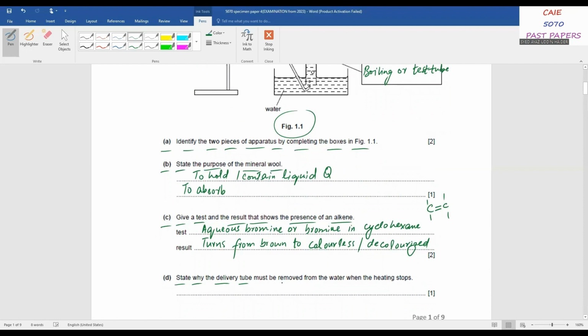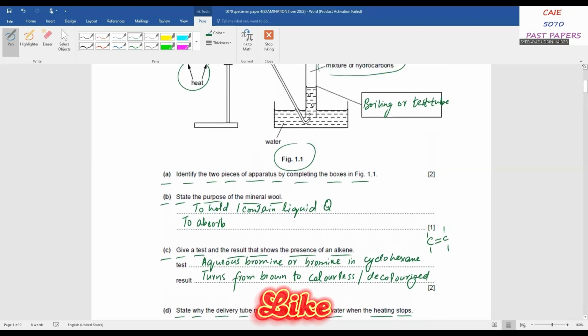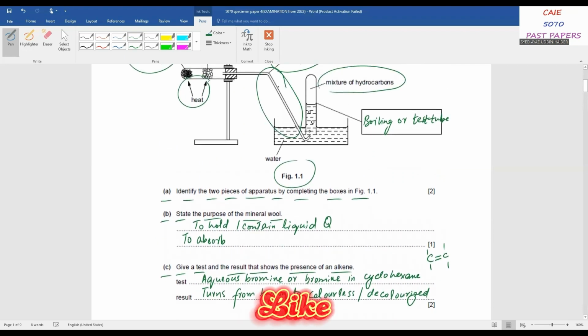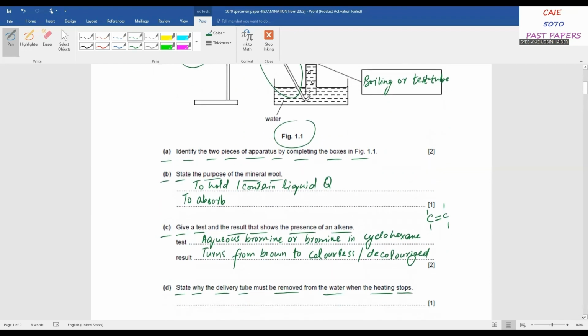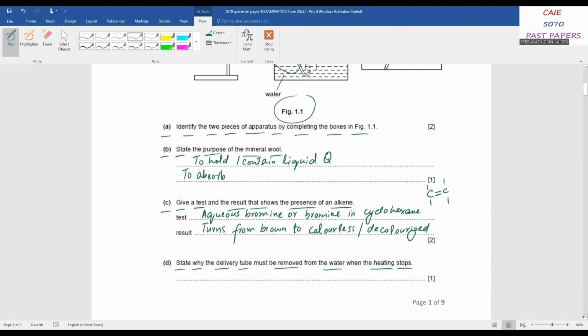State why the delivery tube must be removed from the water when the heating stops. You have to remove this delivery tube once the heating stops, because the test tube or boiling tube sucks back the water, and you may lose the gases obtained. So you will write to prevent suck back of water.